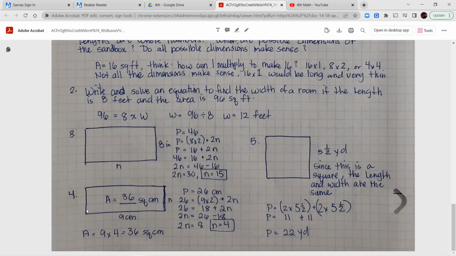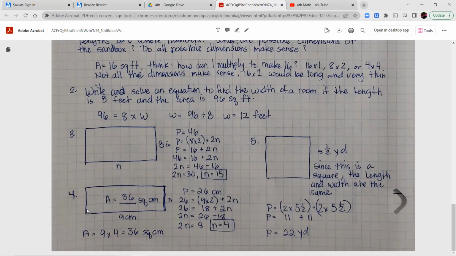Now for number 5, they only gave you one measurement. And based on that one measurement and the shape that you're looking at, you know that the shape that you're working with is a square. Now, since it's a square, that means the length and the width are all going to be the same measurement, because on a square, all 4 sides are the same. So here, you could do the perimeter is equal to 2 times 5.5 plus 2 times 5.5, or you could do the perimeter. In this case, the perimeter of a square is equal to 4 times the length of whatever side it is.